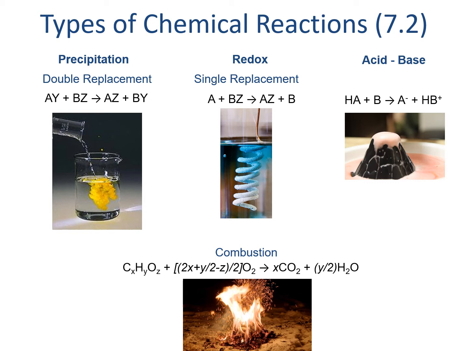Acid-base reactions in the top right are the final category of easily observable reactions, with the famous baking soda volcano as a notable example. However, most of the time our acid-base reactions are not quite as obvious, and we observe them instead by changes in the concentration of H+, or hydronium, which we can see with indicators or measure with specialized probes.